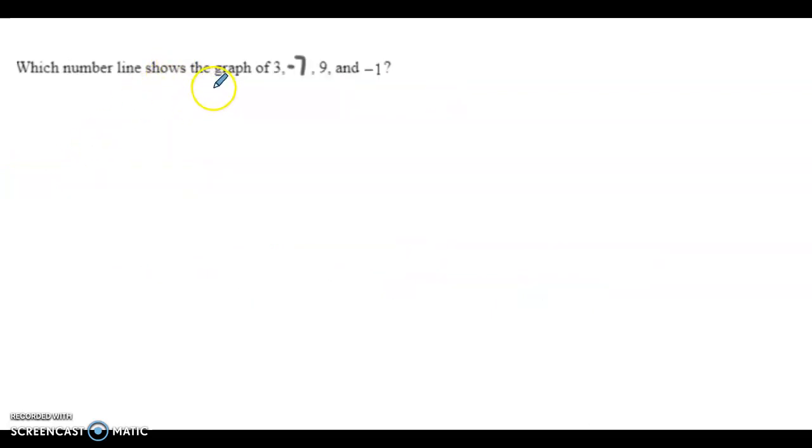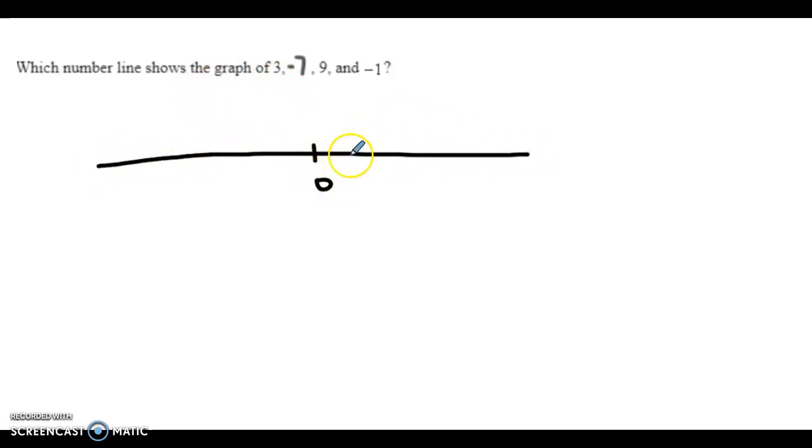All right, which number line shows the graph? We just need to draw a number line and put these on there. I'm going to let this be 0. So I have a +3. There should be a point there. I should have a point at -7. I should have a point at +9. And I should have a point at -1. So you just are going to have to go through and make sure that you have a point for each of your numbers. So at -7, -1, 3, and 9.